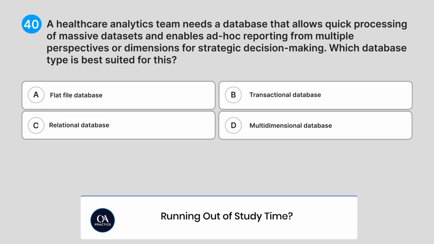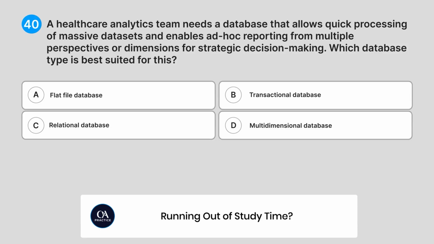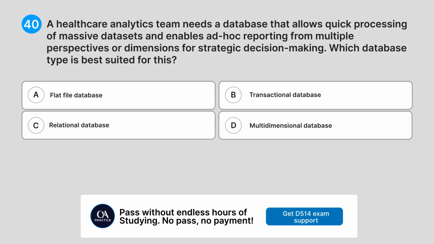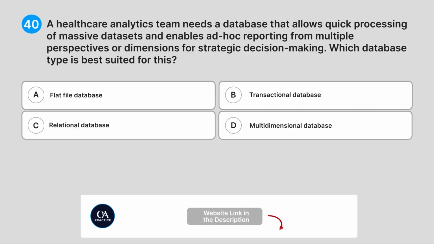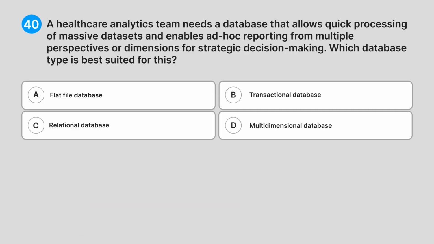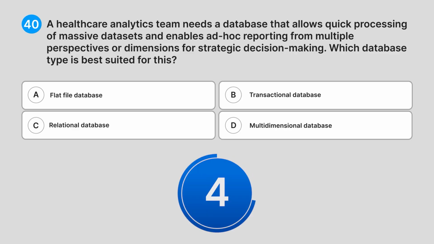40. A healthcare analytics team needs a database that allows quick processing of massive datasets and enables ad hoc reporting from multiple perspectives or dimensions for strategic decision-making. Which database type is best suited for this? A. Flat file database. B. Transactional database. C. Relational database. D. Multidimensional database. Do you know the answer?